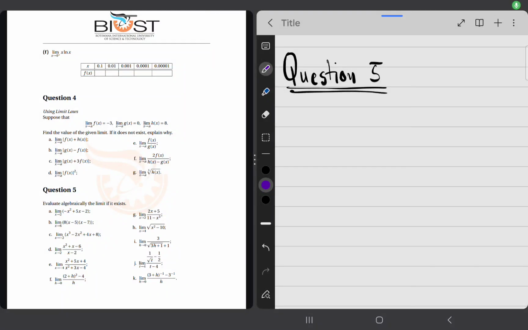Now let's do question 5, and this is very, very easy. We love limits. Limits are nice. We have to get all the marks possible, maximum possible marks. So on question 5, we are now evaluating algebraically. We are solving using things from algebra.